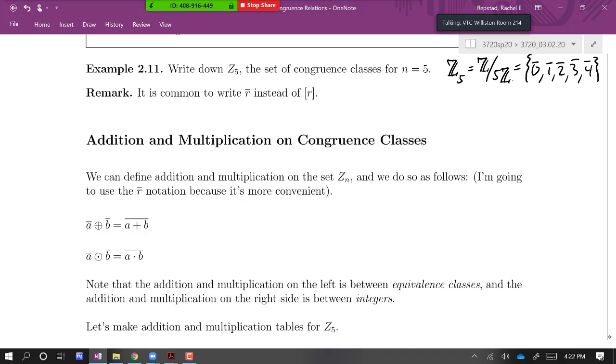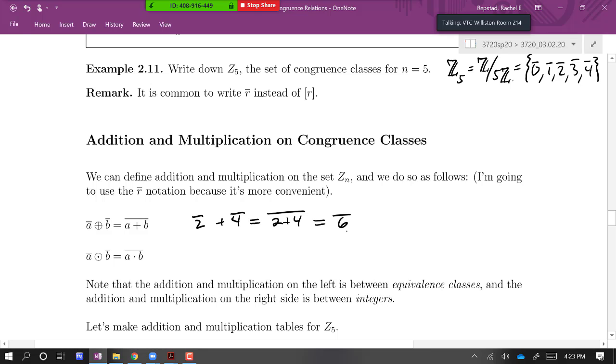For example, in the set Z5, I could take the equivalence class of 2 plus the equivalence class of 4. That's the equivalence class of 2 plus 4, or the equivalence class of 6. What equivalence class is 6? If I look at that, right, I got the equivalence class of 6. We wrote down Z5 up there. It's only from 0 through 4.